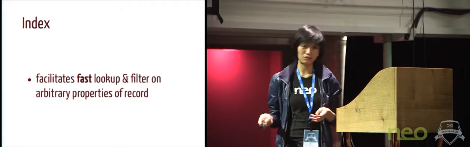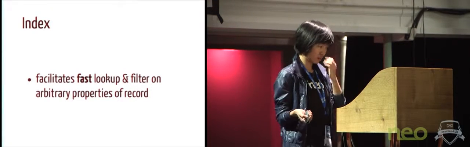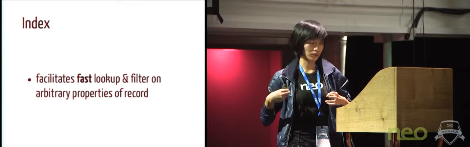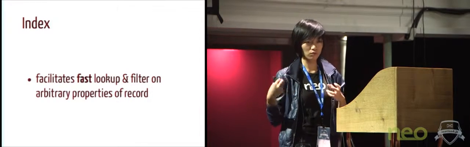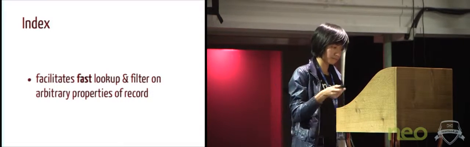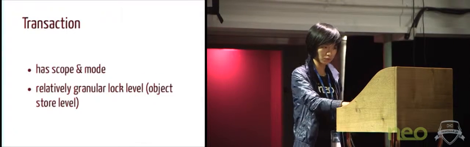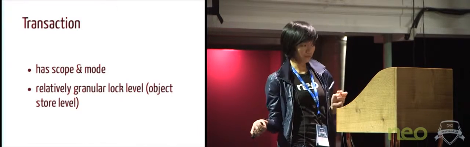There's an index, which is a very familiar concept even in SQL databases. It organizes the records of a particular object store based on the value of some common properties that all those objects share. And it helps you come up with fast lookup and filtering. Transactions are also a familiar concept.